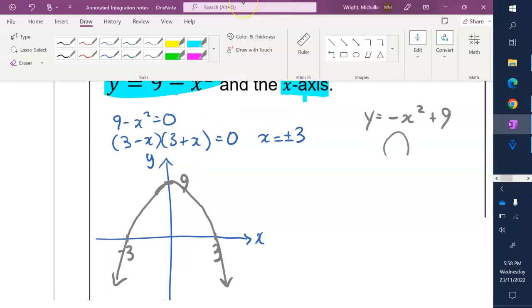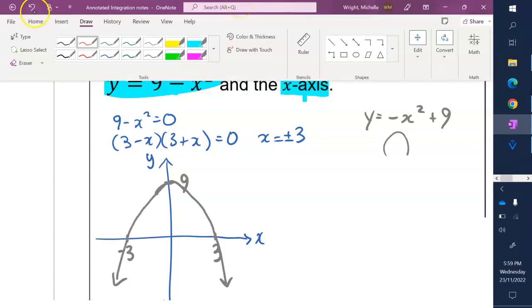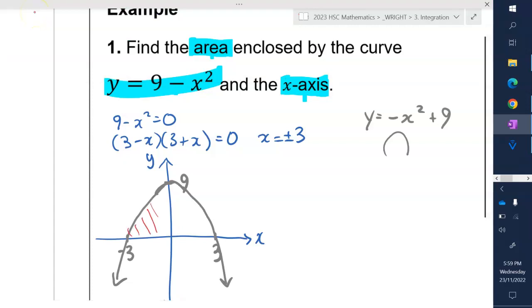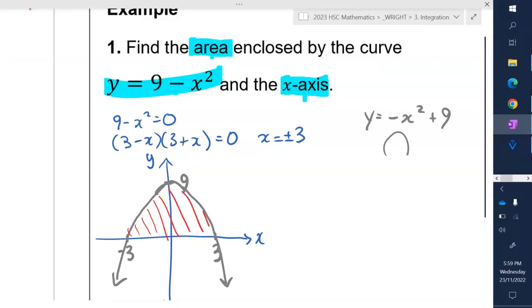Now, the question has asked us to find the area enclosed by the curve. So here's our curve and the x-axis. So it goes down to -3 and up to 3. We would like this section above the x-axis. Sorry, my pen is deleting what I'm doing here. Okay, so we only want this red hashed section here.